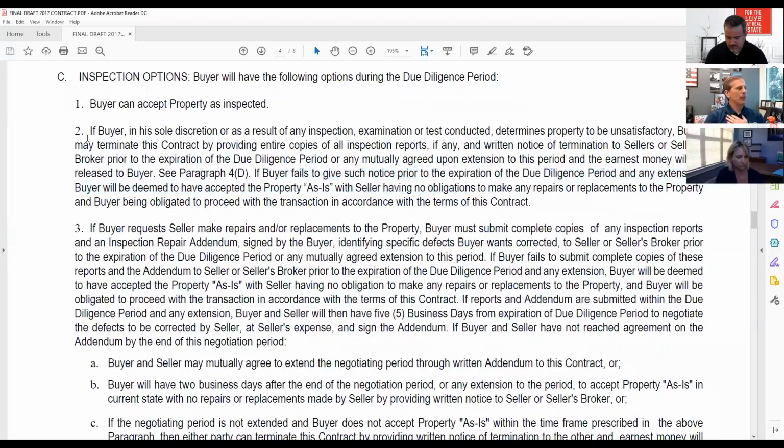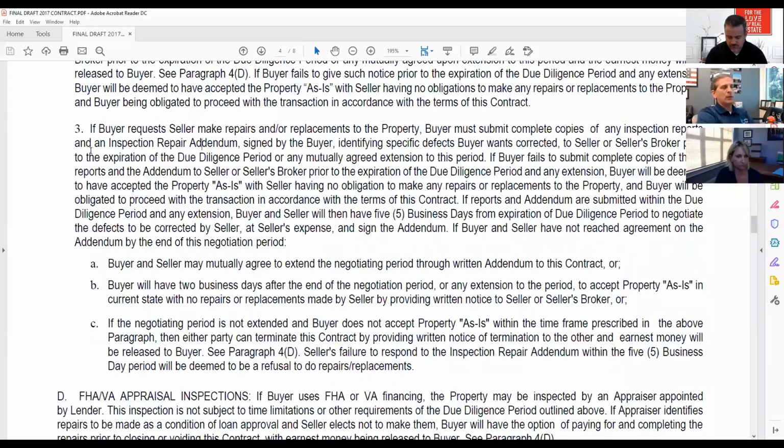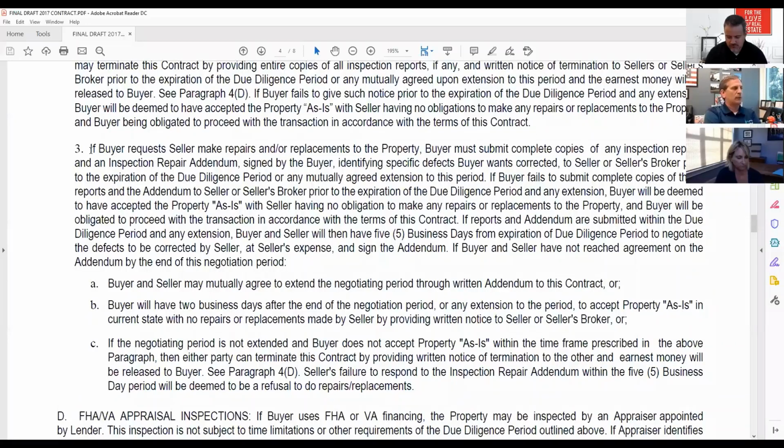Under paragraph 9C3, the buyer can request repairs or replacements to the property, and when he does so, he must submit complete copies of inspection reports signed by the buyer, and the addendum signed by the buyer, identifying specific defects they want corrected. So you have to provide a repair addendum that's specific as to what you want done. And this is another problem we see in the industry. I've seen people just put in the repair addendum items number 1, 4, 6, and 7 on the inspection report. Okay, what do you mean? You want us to look at it? You want us to repair it?